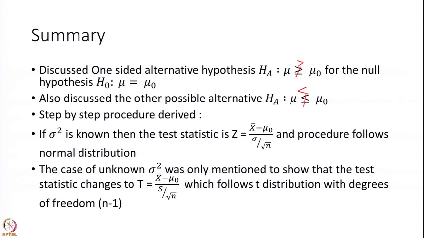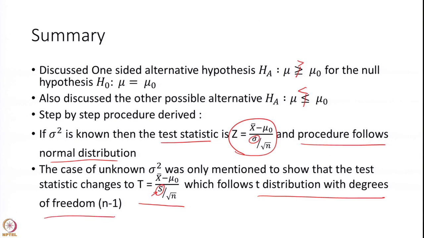In all the cases we found that when sigma square is known, Z, which is the standard normal deviate, x bar minus mu 0 over sigma by square root n, is the test statistic, and the test procedure will follow the normal distribution. If sigma square is unknown, then the test statistic takes a value t because you replace sigma by the sample standard deviation, and it follows the t distribution with n minus 1 degrees of freedom.